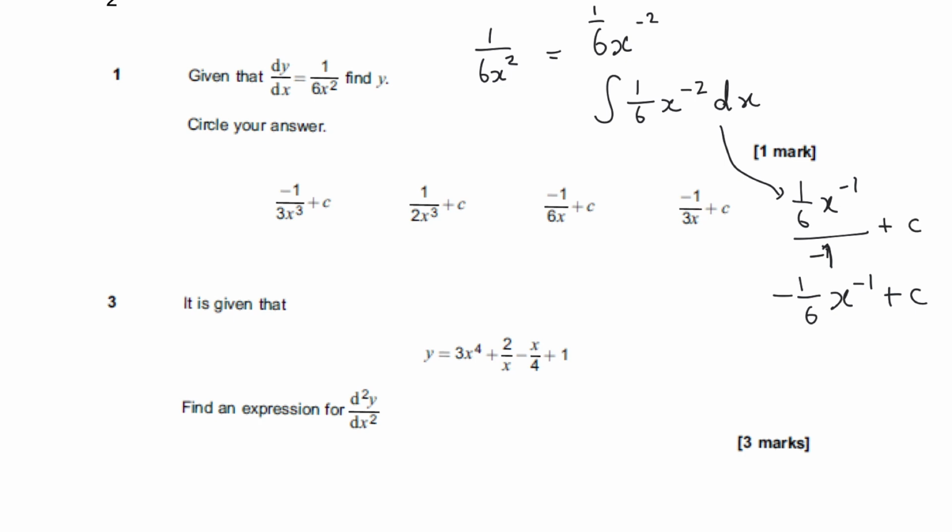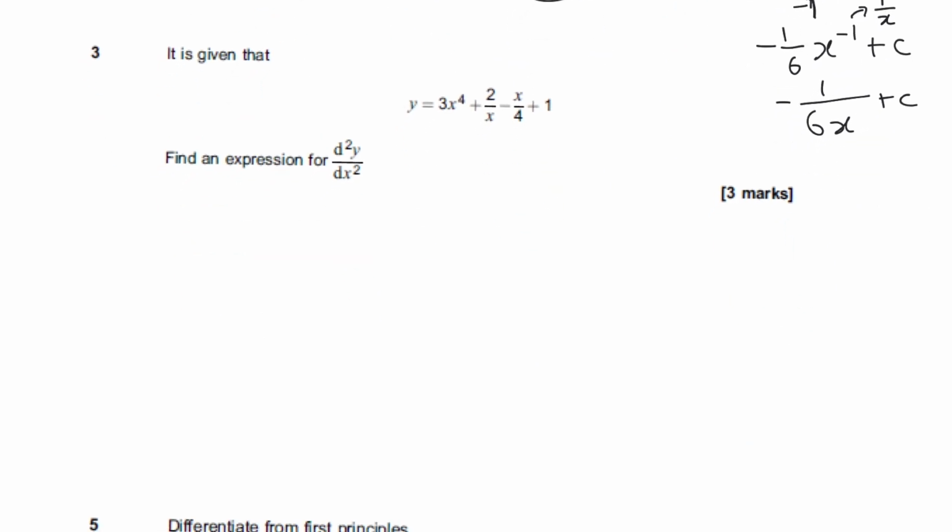So we can rewrite this as minus 1 over 6x, because we know x to the power of minus 1 is the same as saying 1 over x. So then that would be that. And so the one that's closest to that, and then obviously our plus c, is this one here.